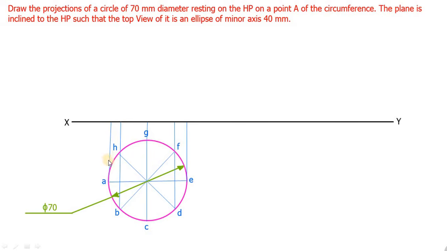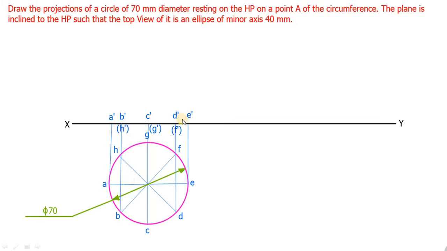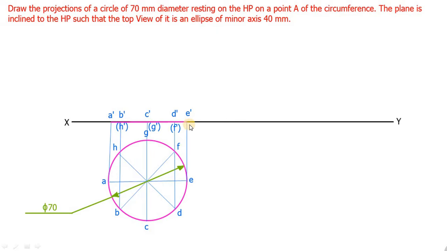This is the extension of point A, so this can be named A dash in the front view, and similarly this will be B dash and H dash. H dash is invisible when you see from here, so you can mark this in brackets. Similarly G and F can be mentioned in brackets. In this way you have to mark the names of those points. Then join A dash and E dash to get the front view of the simple projection.